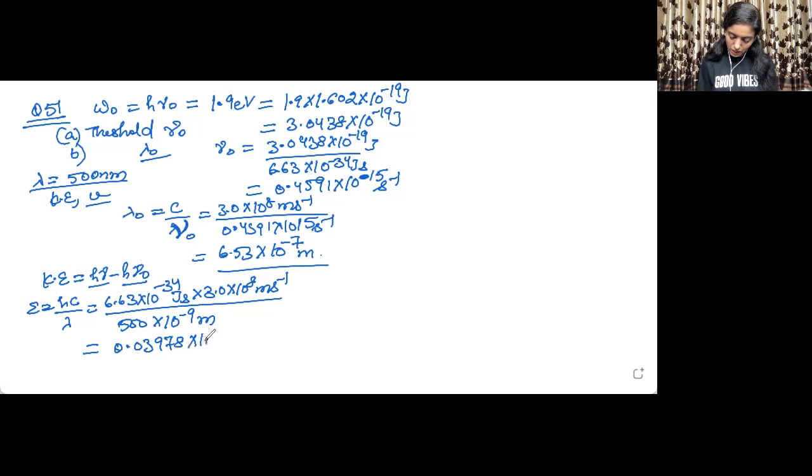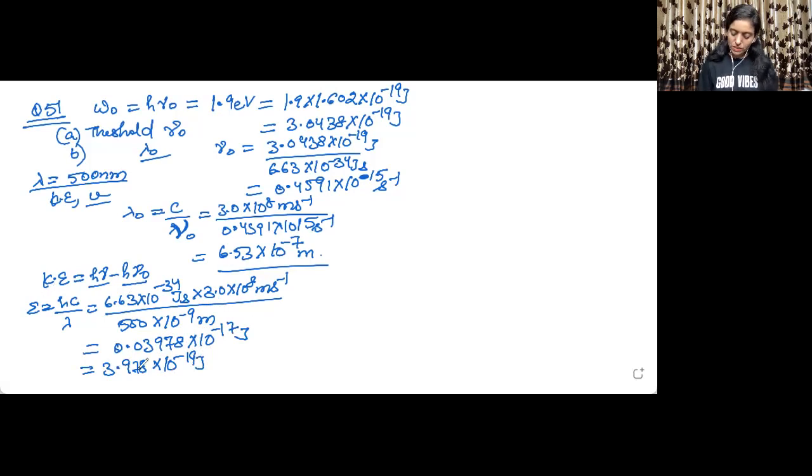0.03978 multiplied by 10 raised to the power minus 34 minus 17. So it will be minus 17 joule. So it will be equal to 3.978 into 10 raised to the power minus 19 joule. Now we need to find out kinetic energy.